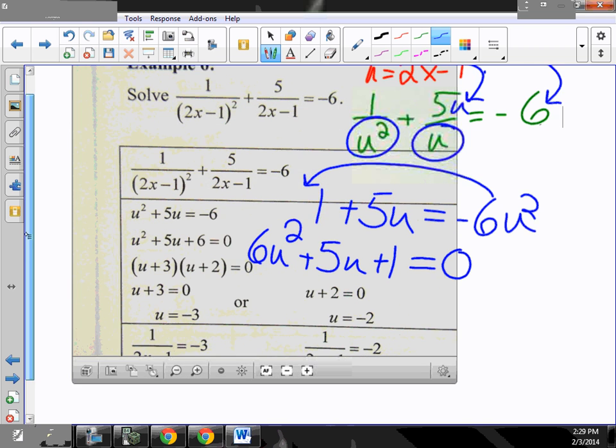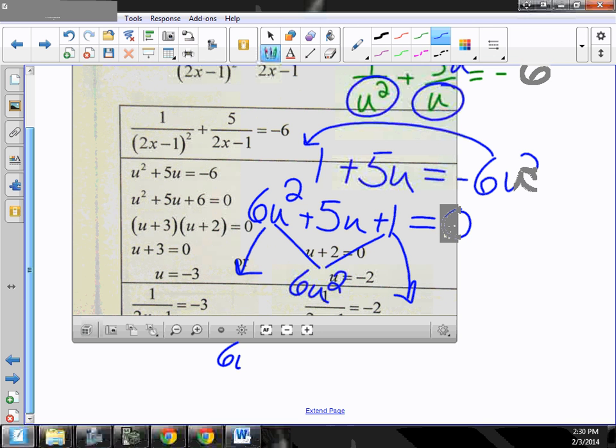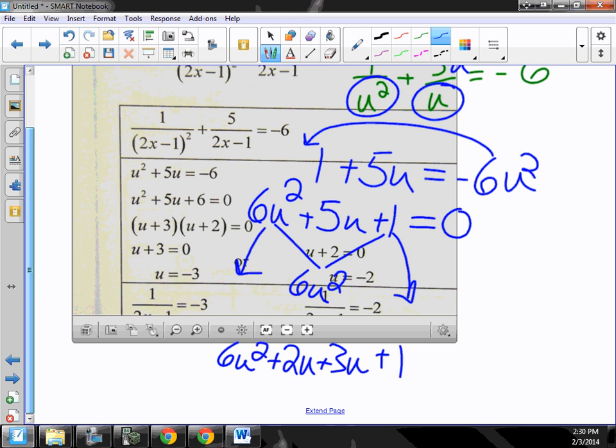In this case, we can't avoid the terrible factoring. What should I do? Multiply these together. 6U squared. I know the signs are both positive. Are there factors of 6 that add to be 5? 2U and 3U. So I'm going to bring down the first and bring down the last. 6U squared plus 2U plus 3U plus 1.